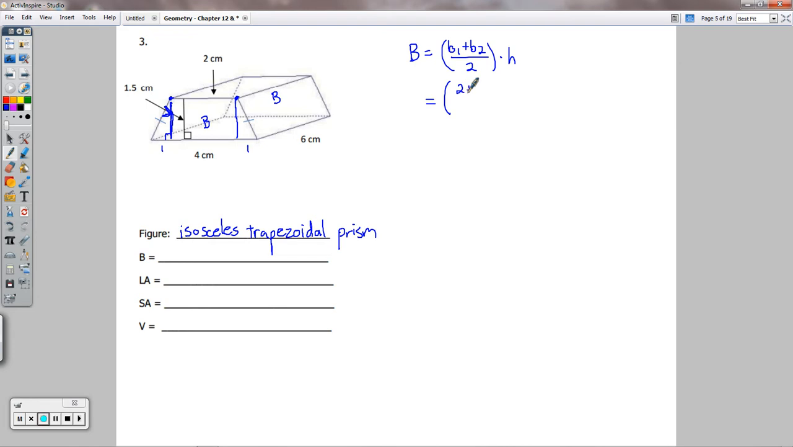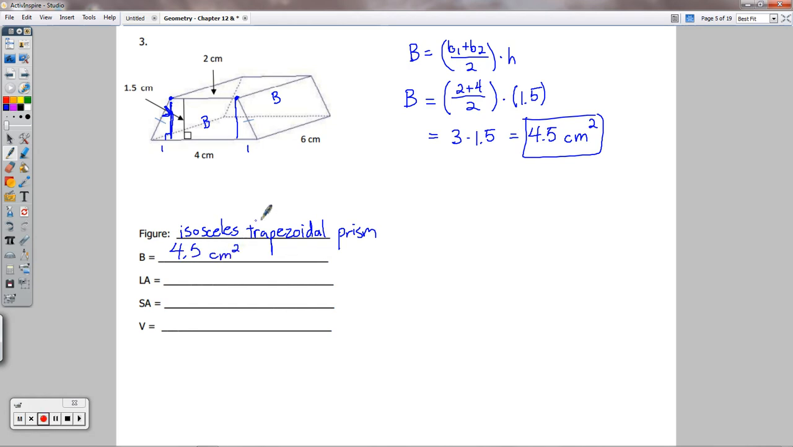So 2 plus 4 over 2, that would be base 1 plus base 2 over 2. So the average of the bases times the height. So at least I don't need that part yet. So times the height. The height I'm told is 1.5 right there. So 1.5, this is going to be 6 over 2, which is 3. 3 times 1.5 would be 4.5. And this is the area of the base. Capital B is always standing for the area of the base here, 4.5 centimeters squared.